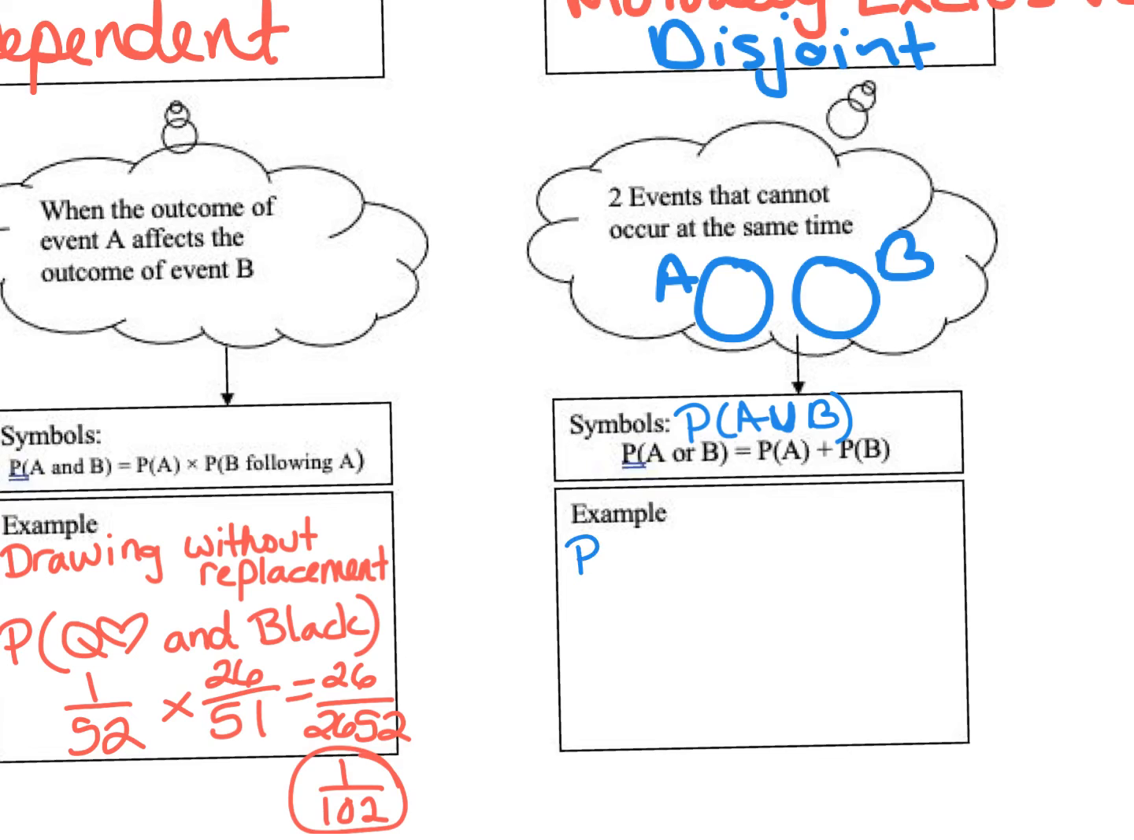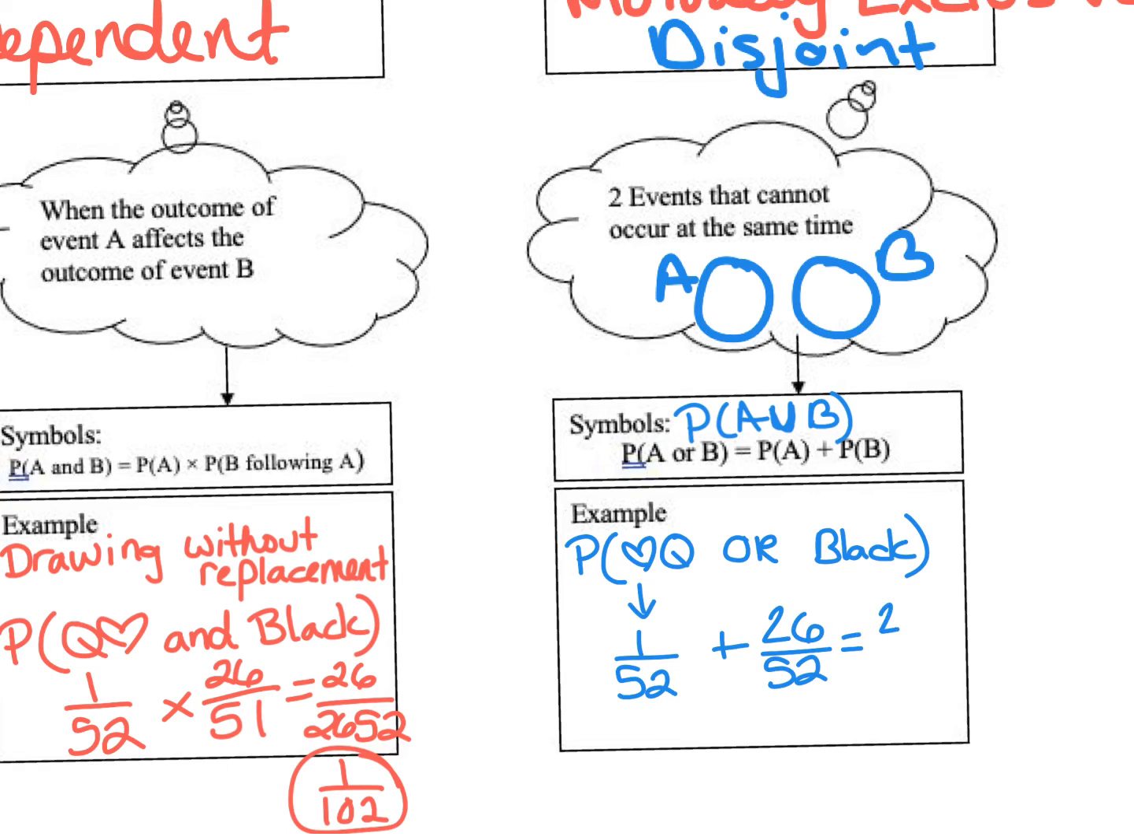This would be like you're drawing one card and I say, what's the probability of a queen of hearts or a black card? Okay, so slightly different than before. So again, we said there's one queen of hearts, or means add 26 out of 52 black, because queen of hearts, if you draw that or a black card, you couldn't possibly pull out both.